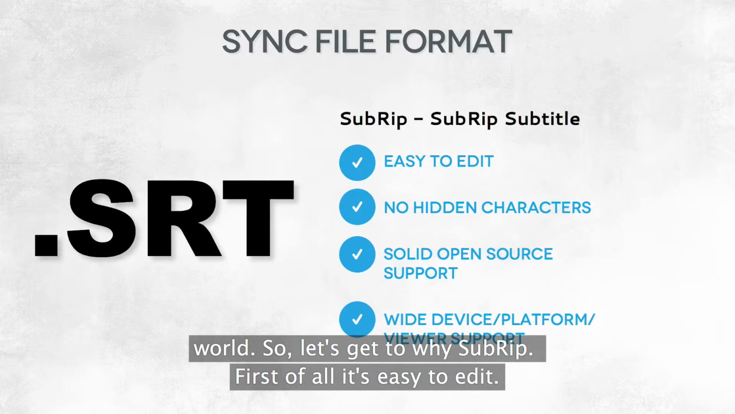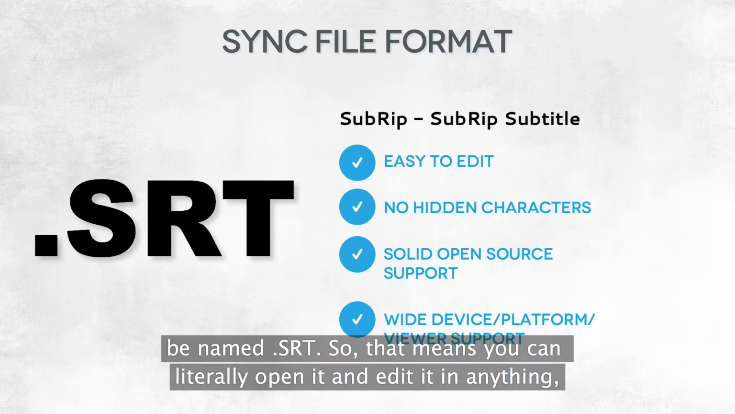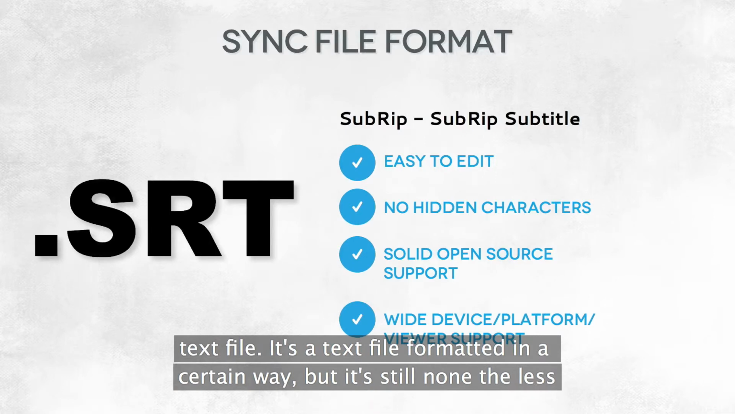First of all, it's easy to edit. A SubRip file, or .srt file, is not a binary file. It's a text file that just happens to be named SRT. So that means you can literally open and edit it in anything and it's not going to ruin the file. There are no hidden characters because it's a text file. And it's a text file formatted in a certain way, right? But it's still nonetheless a text file.